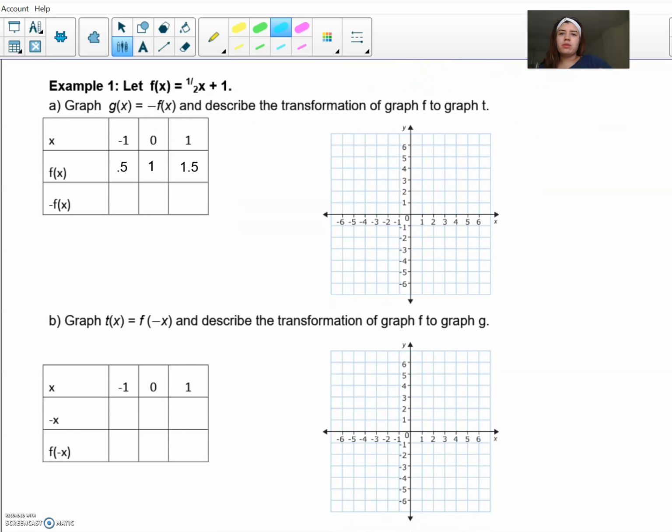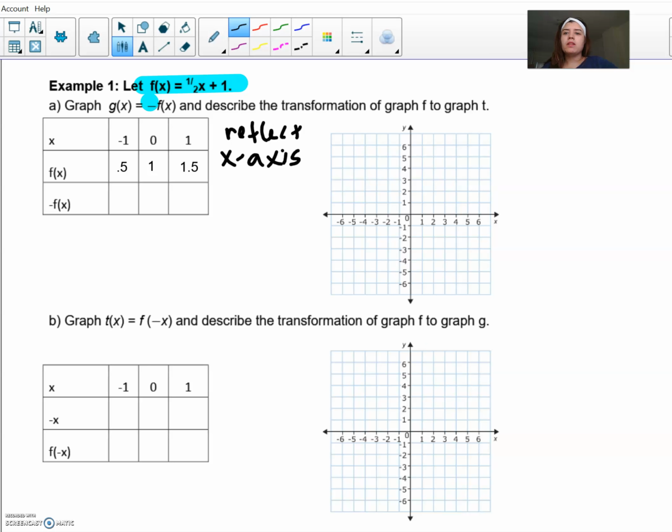So we're going to go down here. We have our parent function, 1/2 x plus 1. Okay, we're graphing a negative function, and that negative sign is on the outside, so we have to say this is a reflection of the x-axis. Okay, so I took our x's, -1, 0, and 1, and I plugged it into our parent function f of x. And I got 0.5, 1, and 1.5.